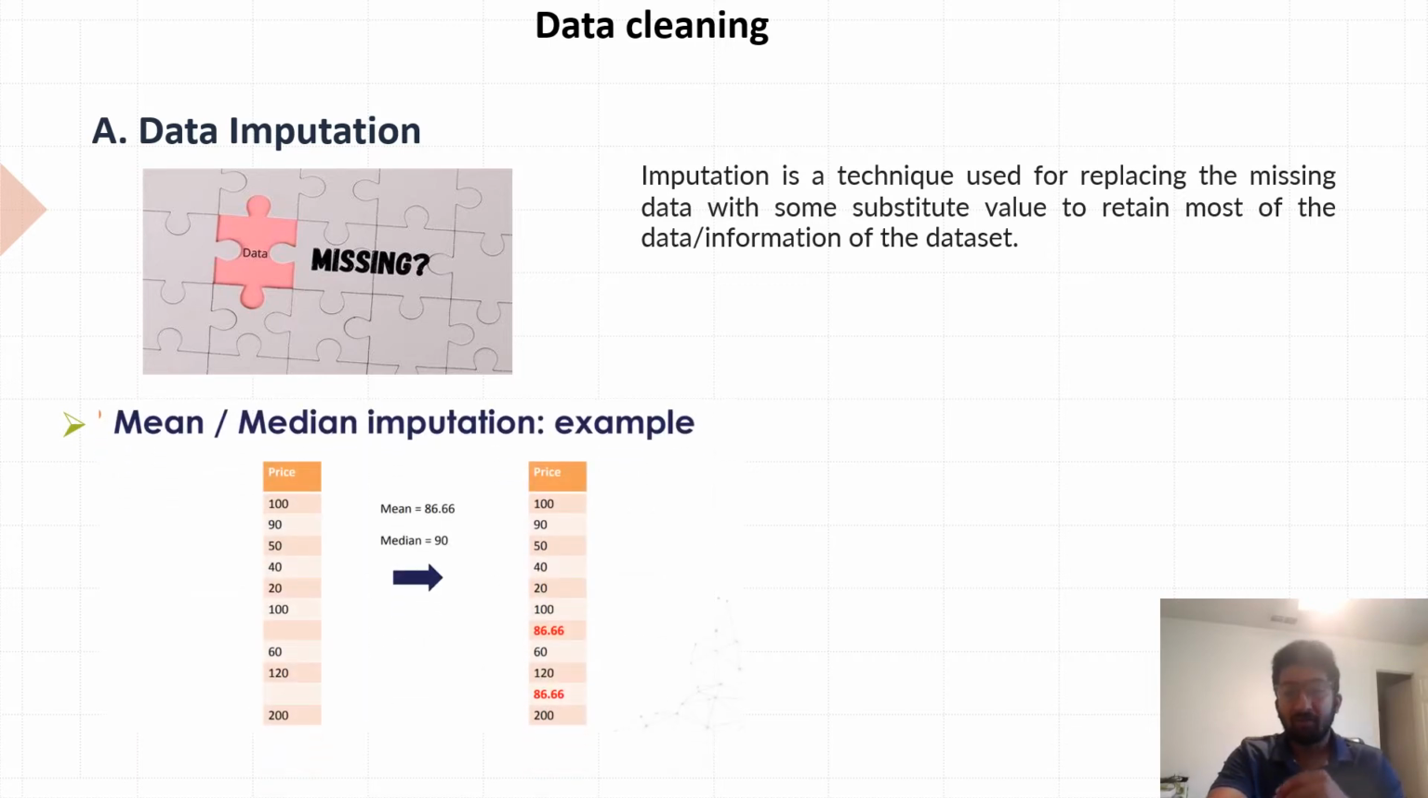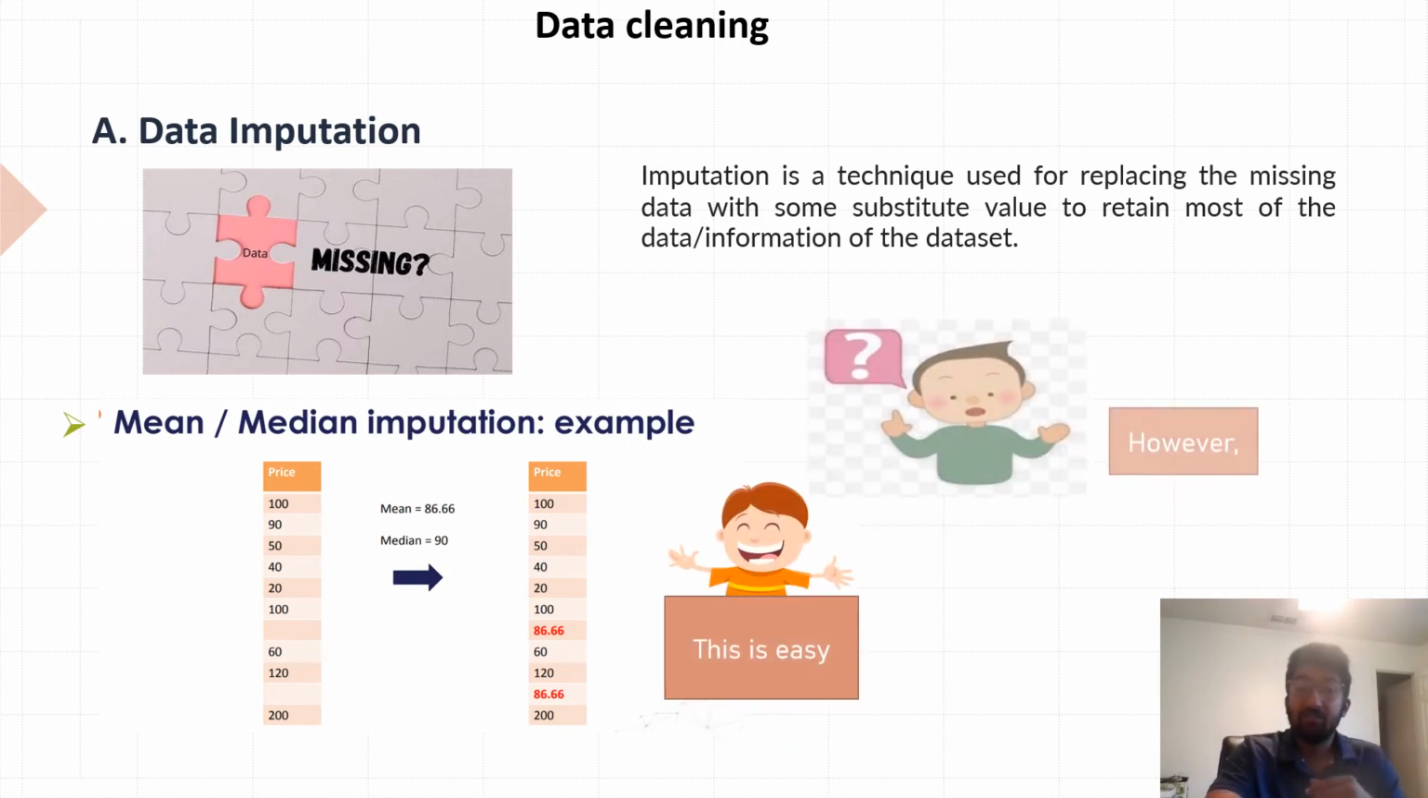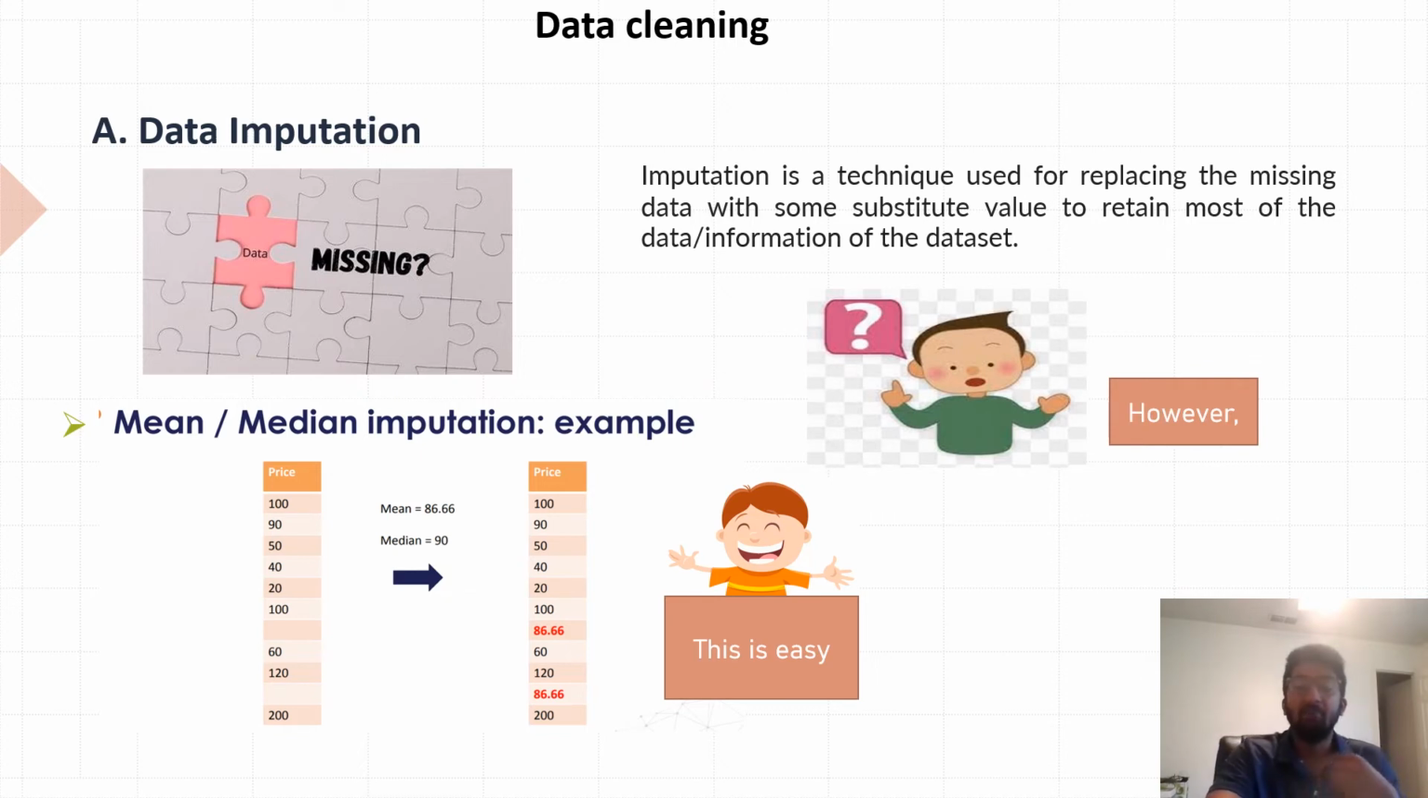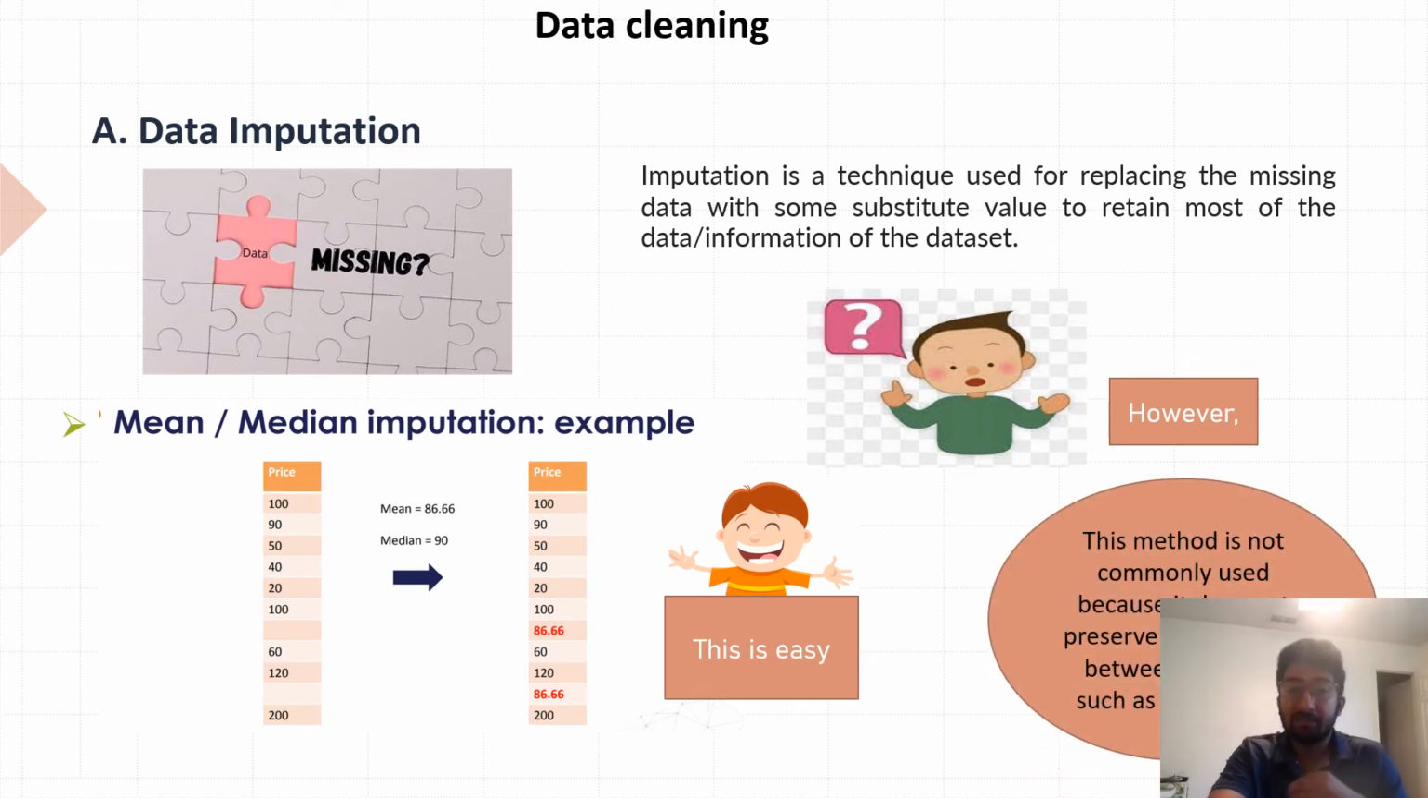If we talk about the basic examples of data imputation, the first is mean median imputation. If we see the column on the left, we have two missing values, and in the table on the right, the missing values are imputed by either the mean or the median. This is pretty easy, pretty simple. However, this is not a very recommended way of imputing the data, because this method will not preserve the correlation between different values of the variable.